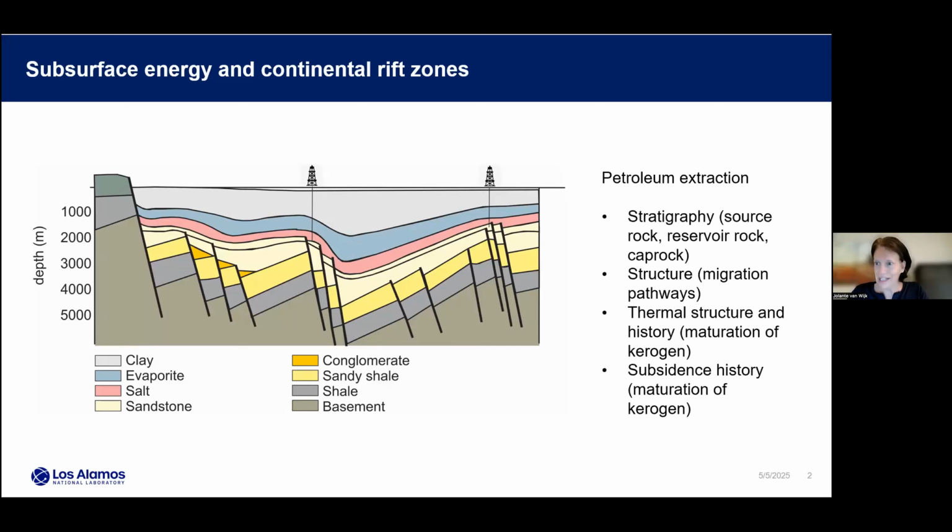So for petroleum exploration and production, and I think we're all familiar with that, it is very important that we have a thorough understanding of the stratigraphy of the rift basin. So we need to know whether there's a source rock present, a reservoir rock, and a cap rock. And through the dynamic evolution of the rift basin, whether they were all in place in order to generate petroleum. So we need to understand the structure of the rift basin well for migration pathways, the thermal structure and thermal history of the rift basin to understand where the maturation of kerogen has taken place. And then, of course, the subsidence history. So the vertical history is really important in all these aspects.